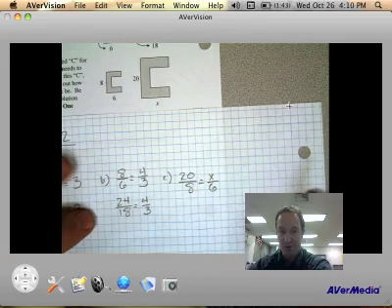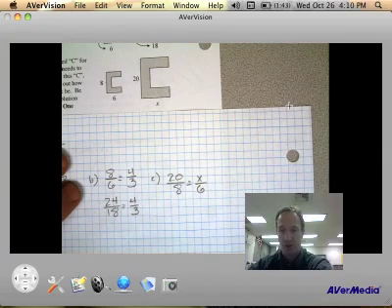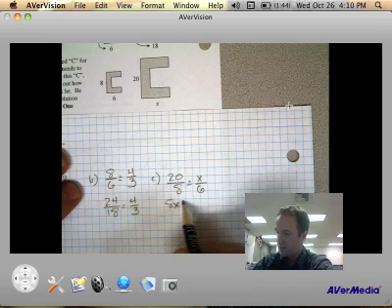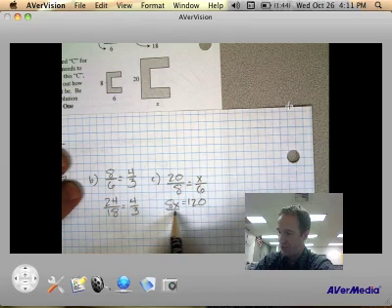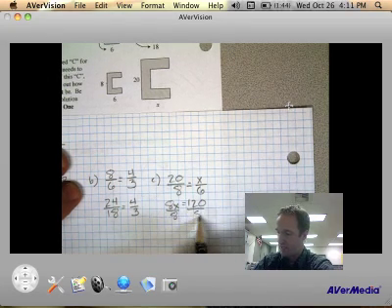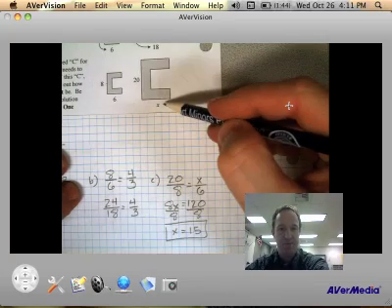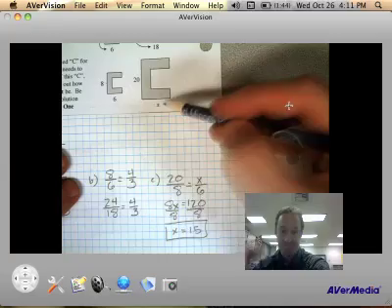Now we've got a proportion that we can solve. 8 times x is 8x. 6 times 20 is 120. Then we solve that equation by dividing both sides by 8. We get x equals 15. So this side right here must be 15 units long.